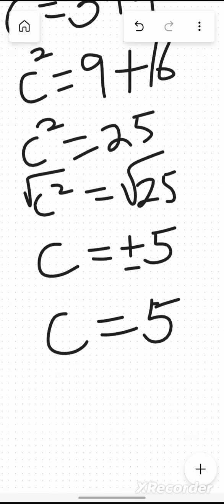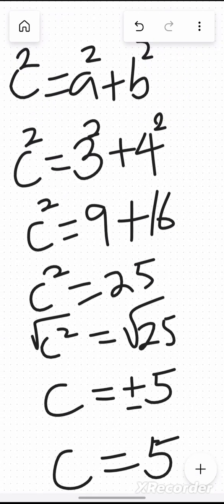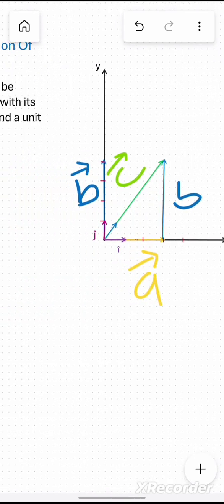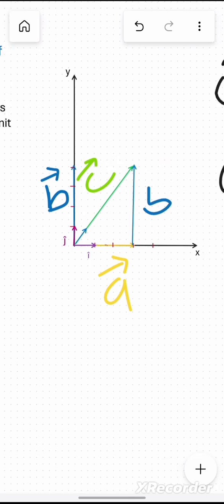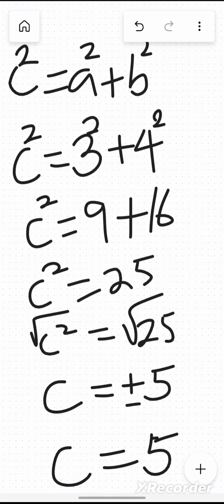And that's how we get the magnitude of what? The magnitude of C. What did we do? First of all, we shifted vector B to this side. Then we noticed it formed a right angle triangle. Then we used the Pythagorean theorem to obtain what? To obtain the magnitude of C.